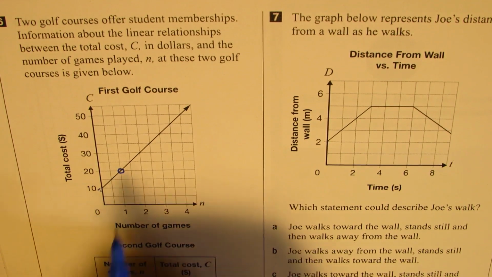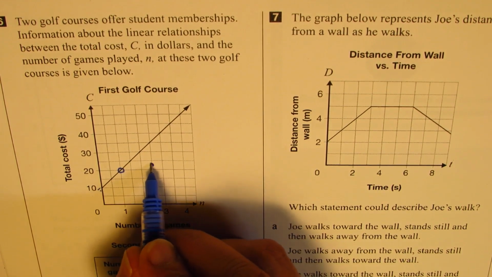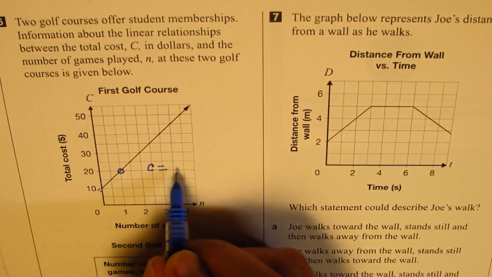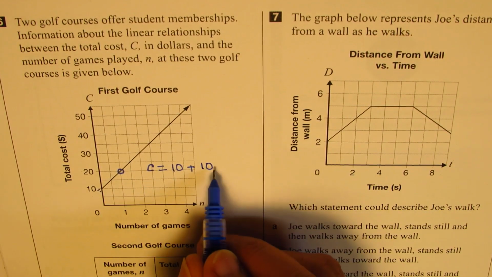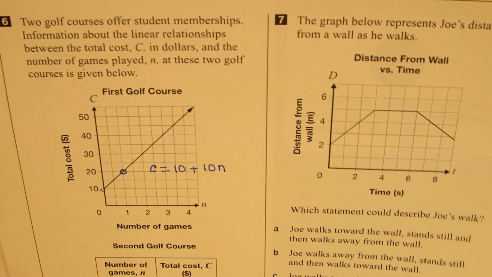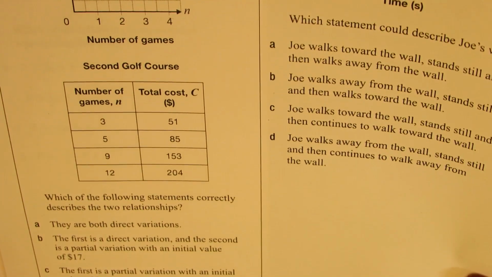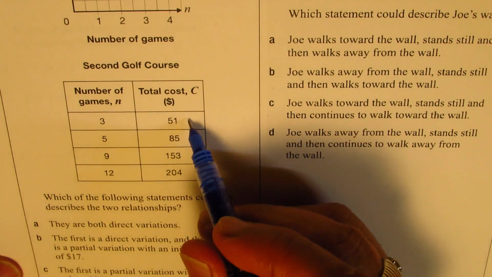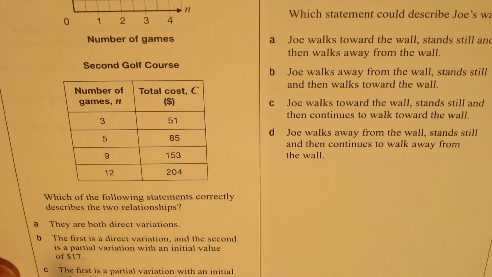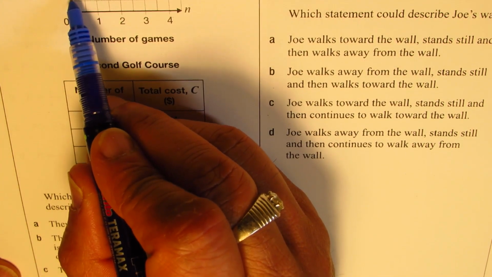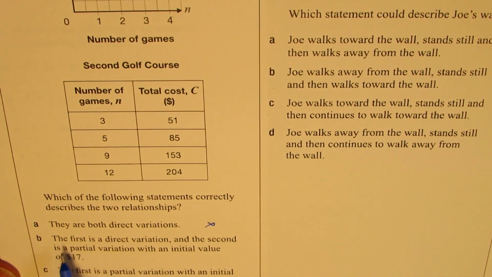So if you compare these two, so basically the cost here is a fixed cost of $10 plus $10 for each game, right? Okay. Now, let's try to understand the question, then we'll get back to the table also. Which of the following statements is correct describing the two relationships? So this is the second relationship. They are both direct variations. Since it is partial, it is not going through zero, so that is not correct. The first is direct variation. No, that is not correct.